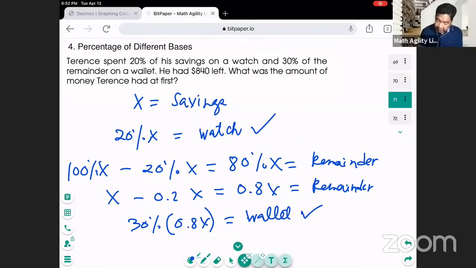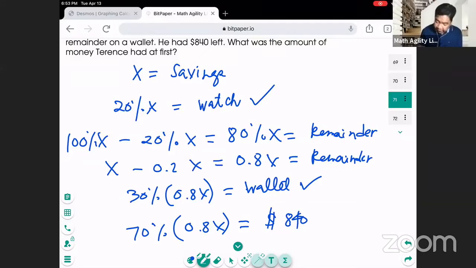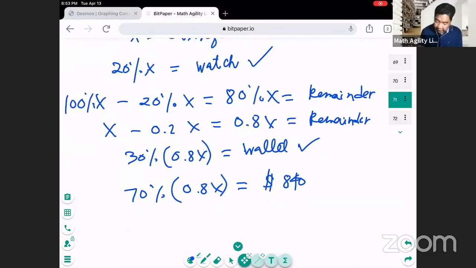So what was left is 70%, right? 70% of 0.8x is actually the amount that was left, and it says that he had $840 left. So this would be equal to $840. Now from this equation, we can solve the value of x, which is the amount of savings of Terence.